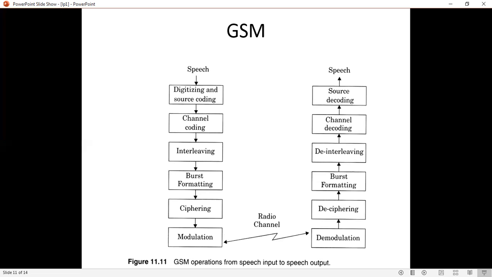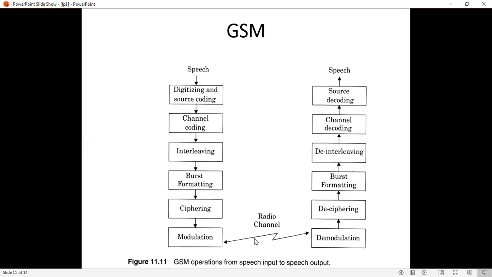Later on, in channel coding, we will add extra redundant bits and we will increase the code rate. This is for security purposes. Then we'll interleave the bits. The burst formatting will be done, and all these things are done for secrecy. Then we'll modulate and pass it on to the channel.